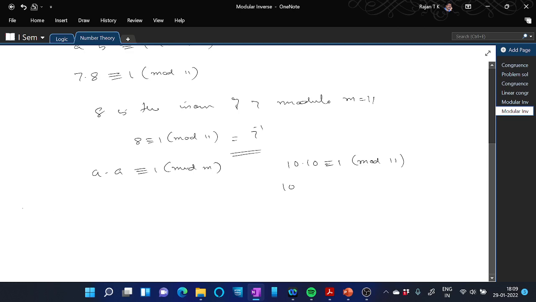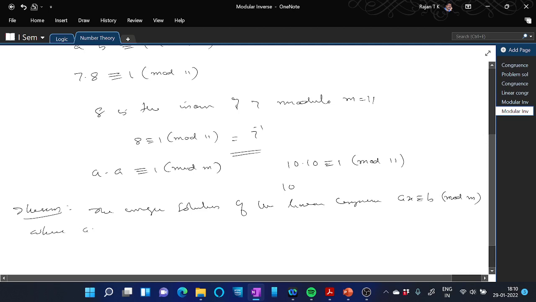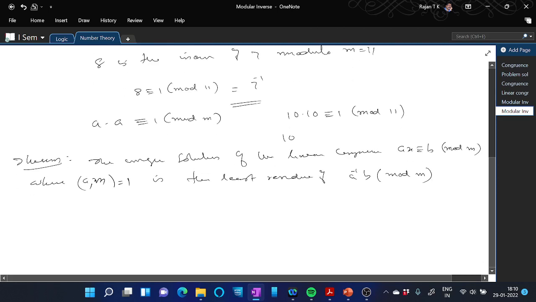Now the theorem is this: the unique solution of the linear congruence ax ≡ b mod m, where (a, m) equal to 1, is the least residue of a inverse b modulo m. Let us prove this result.